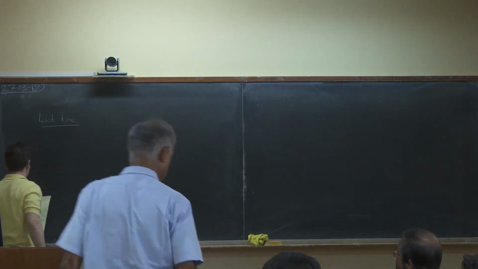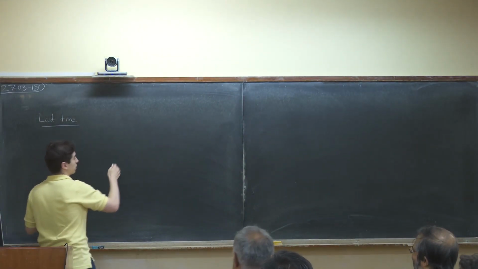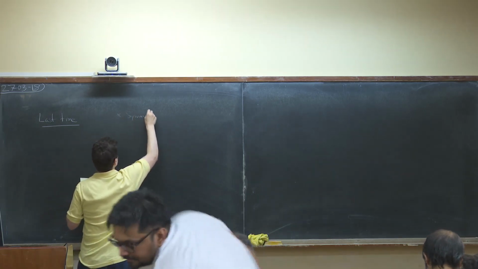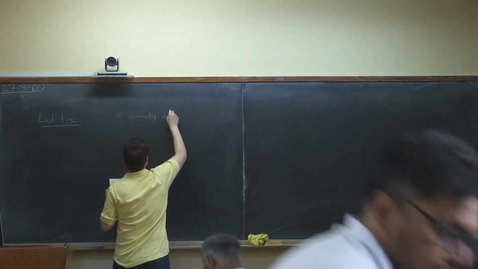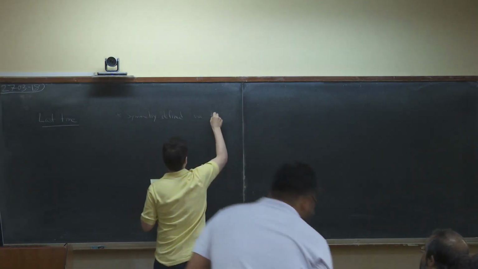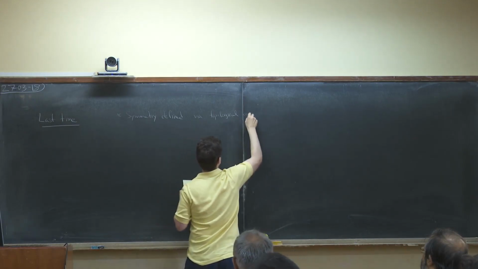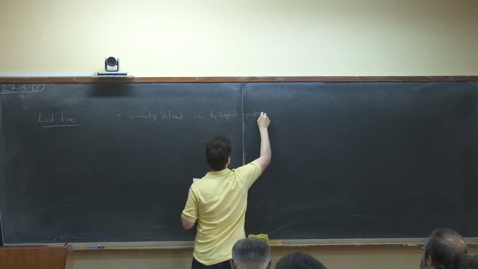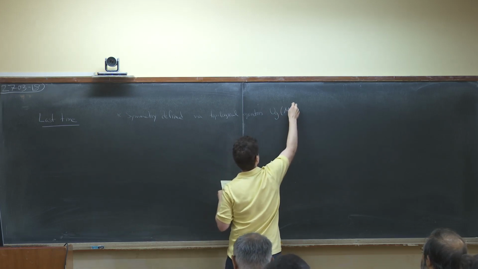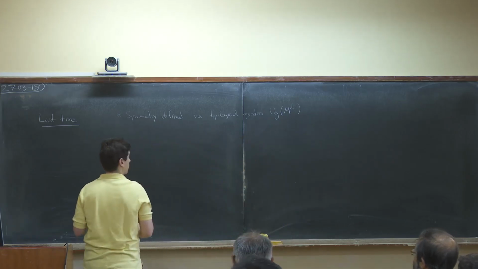Let's say a couple things about last time, just to remind us. So last time we had symmetry defined via topological operators. U_g, where g was an element of the symmetry group, and they could be put on any codimension 1 manifold, M_{d-1}.